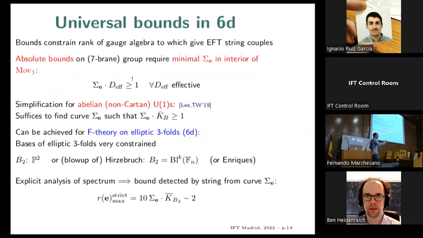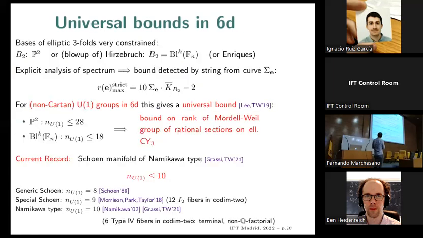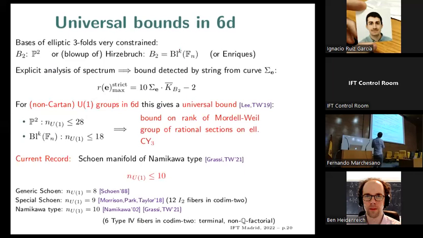F3 base. This is because in this case, the type of seven-brane, so to speak, that one has to consider is of a very special form. And if then furthermore, we restrict to six dimensions, so compactification on elliptic threefolds, we in fact can classify these curves. Namely, the base of elliptic Calabi-Yau threefolds, compactification to six dimensions, can be only one of two types. It could either be a P2 or it can be the blow up of a rational fibration. And in both cases, we can evaluate this number and therefore give an explicit bound on the possible number of U1s. This is the number.